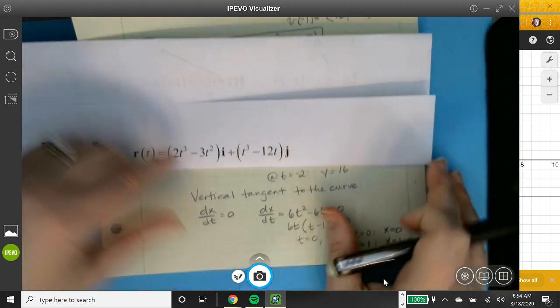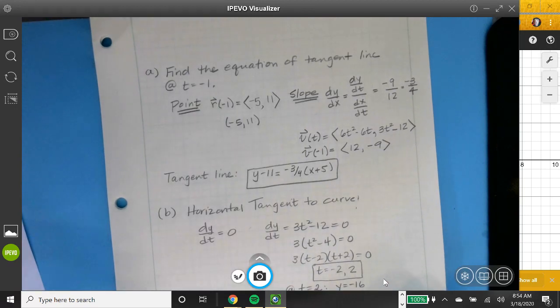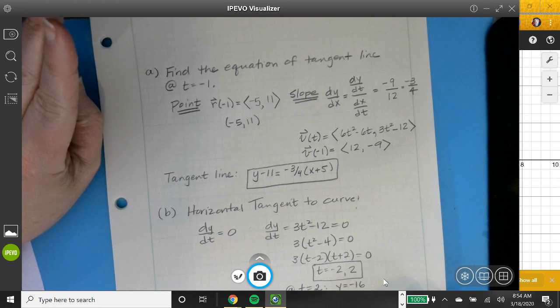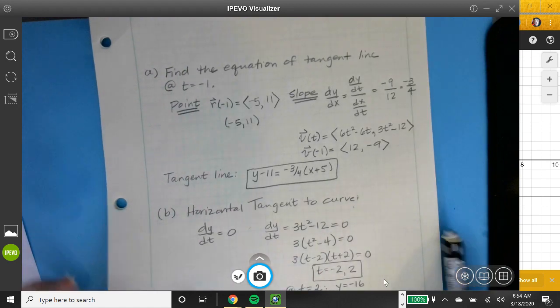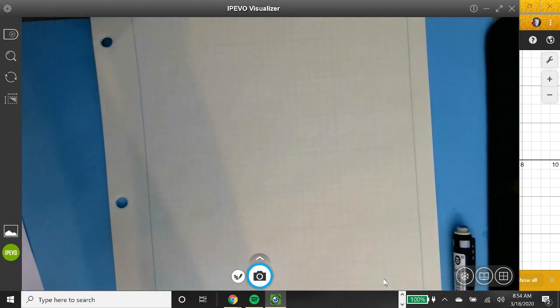All right. So we have found the velocity vector, the acceleration vector. We have found the speed and the acceleration, and we have now found the tangent line and the horizontal tangent line and the vertical tangent lines to the curve. Okay. What we have not talked about is when a function is speeding up or slowing down.